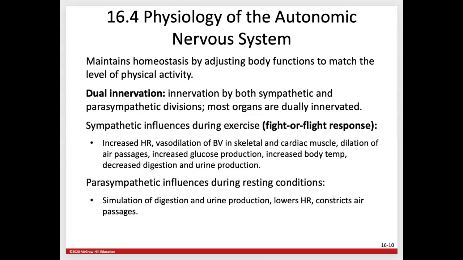Parasympathetic influences during resting conditions. So when we've gotten away from the bear and now we're like, okay, we're safe now. The bear has been captured and put back into its 4 million acre area of living space, and you're safe from the bear. Then suddenly, now your digestive organs will start working again. Your urine production will increase. Your heart rate will lower. Your air passages will constrict. So parasympathetic, rest and digest. Sympathetic, fight or flight.